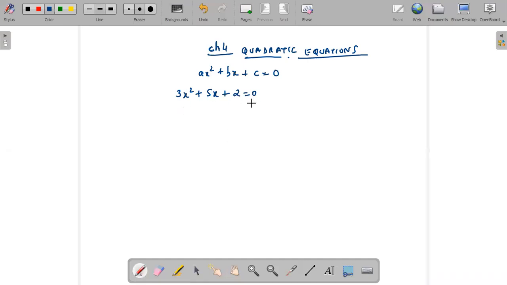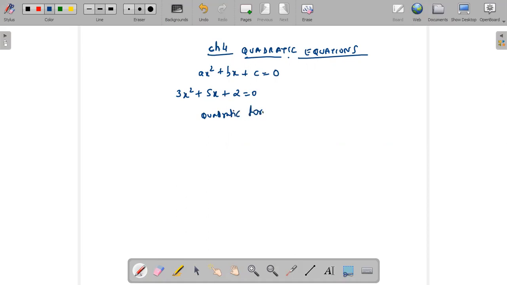Now, when we solve a quadratic equation, what we traditionally were doing was solving this by factorization, by splitting the middle term or using identities. We can do that, but remember, all questions cannot be done by splitting the middle term or factorization, and therefore we use a method which is called the quadratic formula.